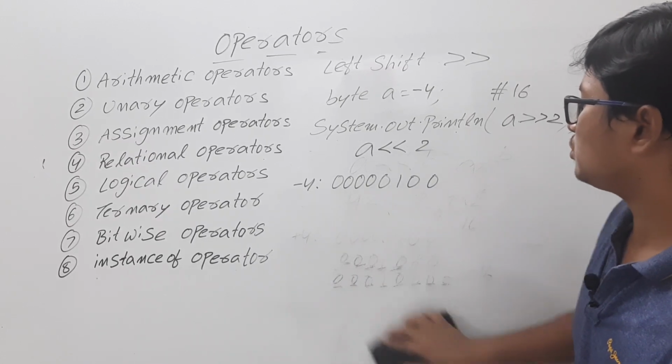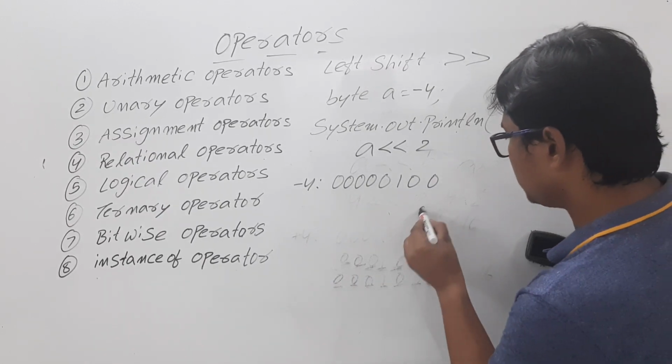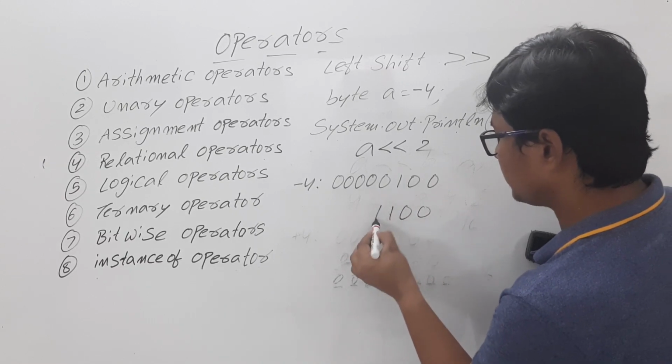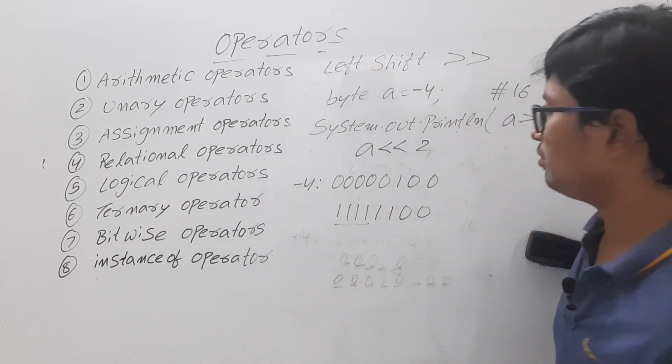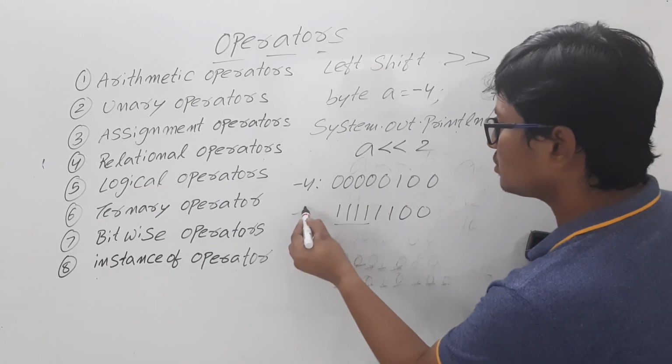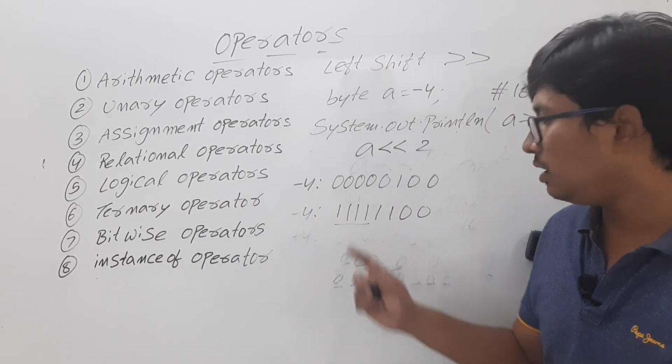Now I will convert this into -4 by computing the 2's complement. How can I compute the 2's complement of this number? Keep the zeros as it is, first one as it is. For the remaining ones you compute the complement. So 5 zeros, 5 ones you got. Now this -4 will be stored in the memory.